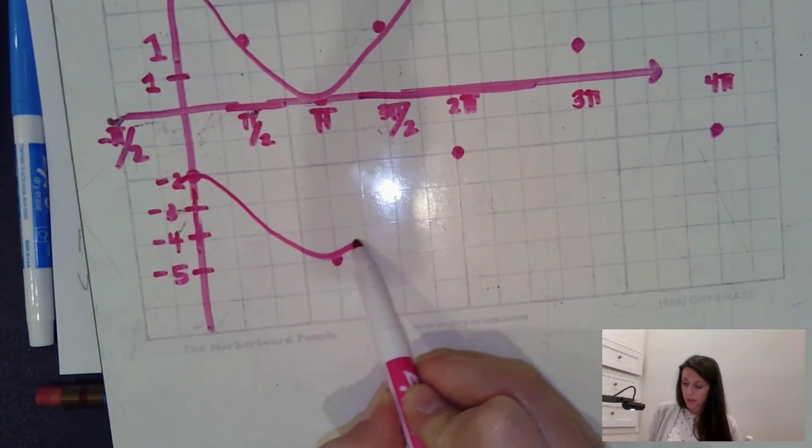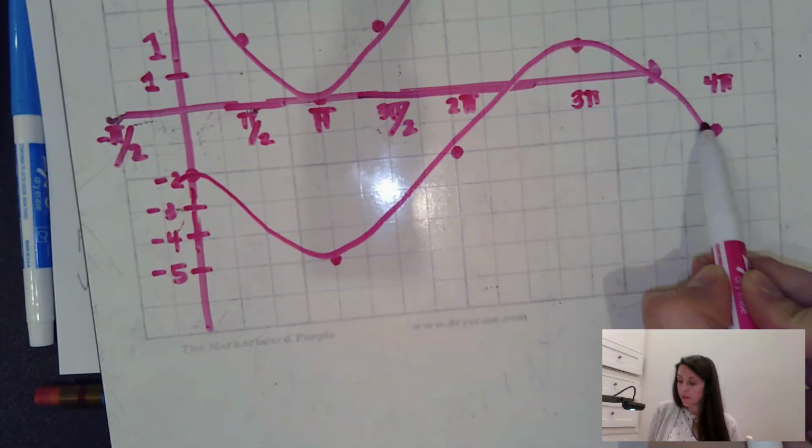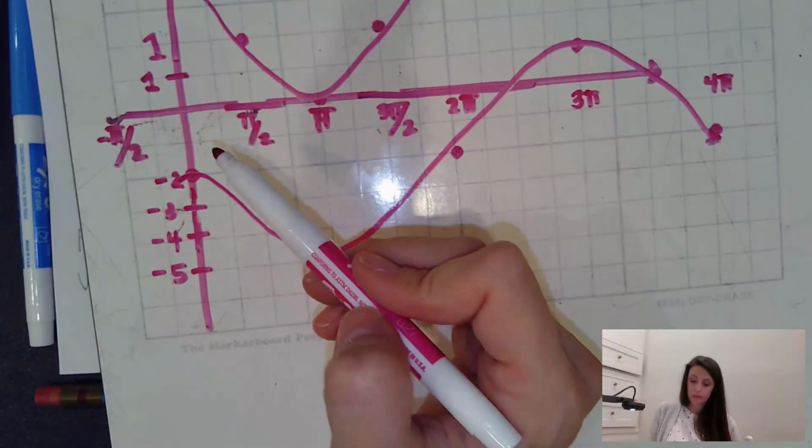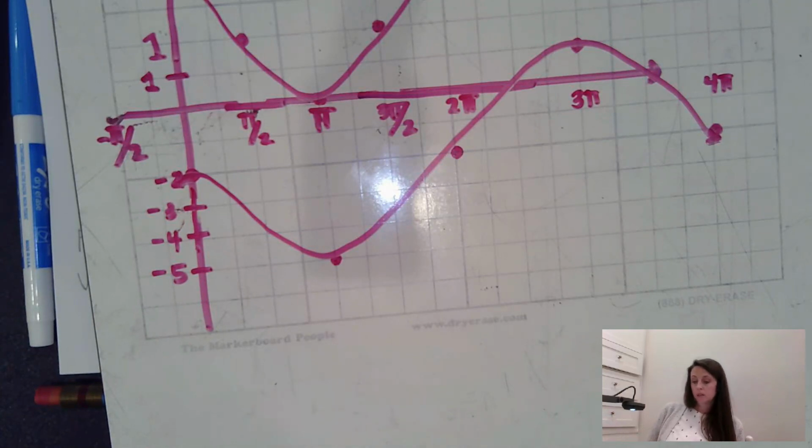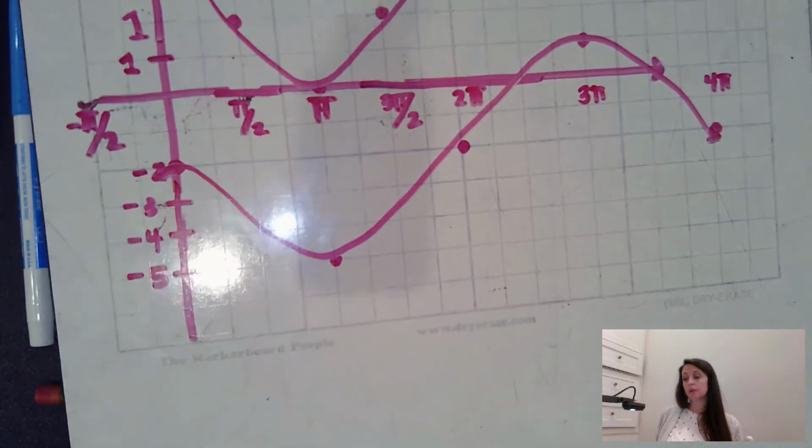So you see how spread out this graph is? How it changes a little bit? The period of it, the one full cycle, has spread out. Okay. Alright. Good deal. So that's your graphing for your sine and your cosine.